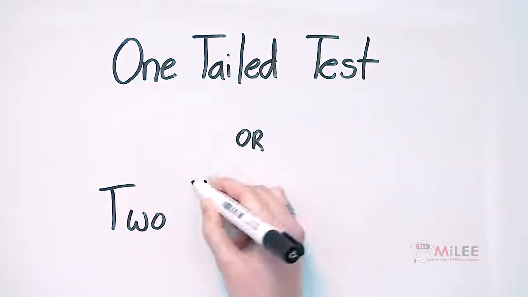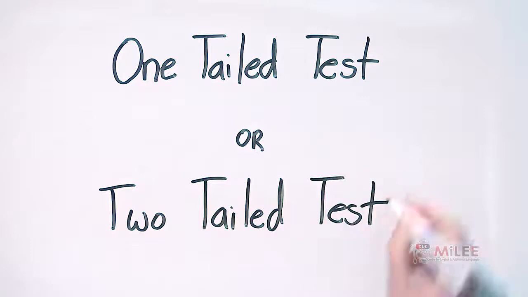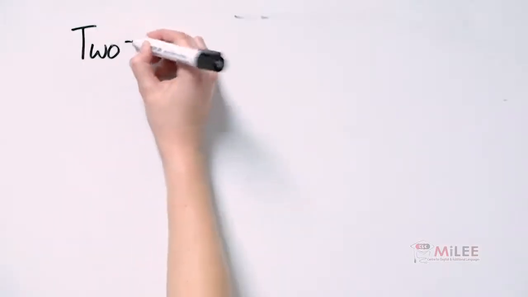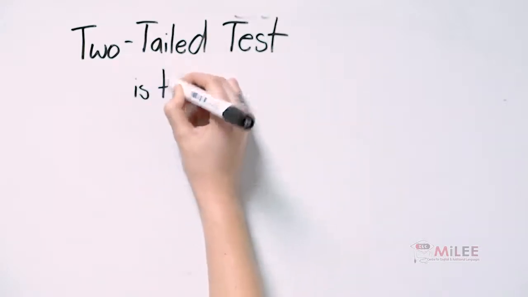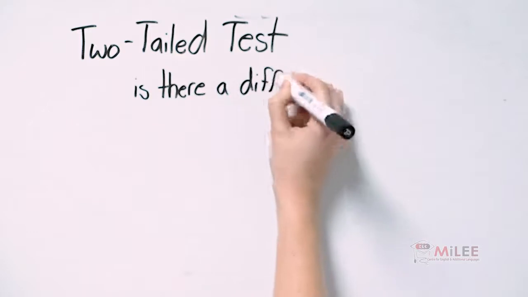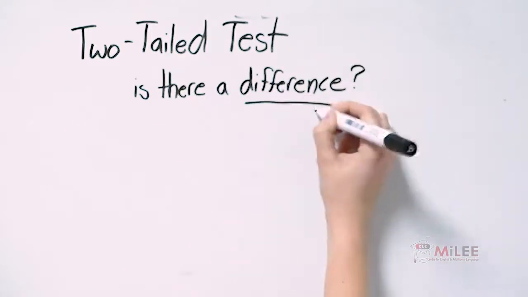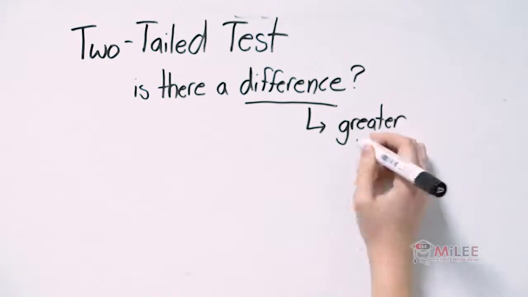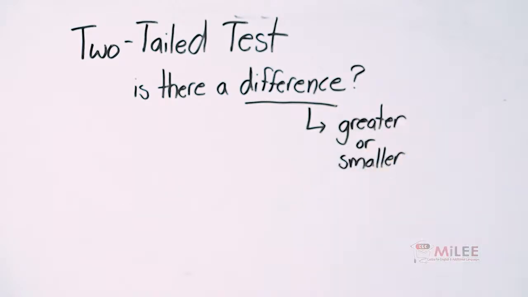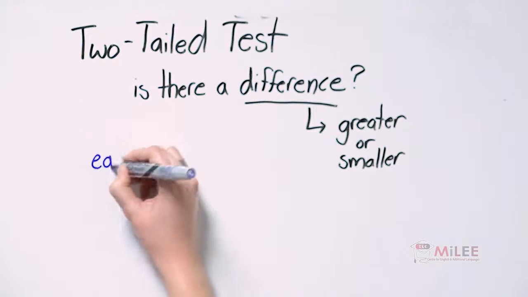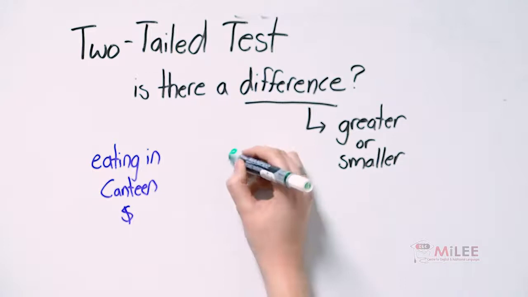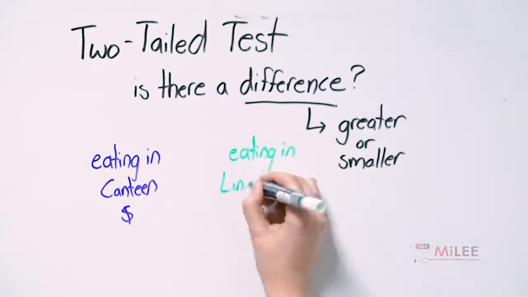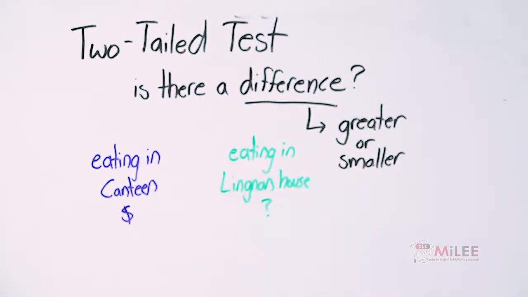Depending on the way the question is phrased, we use a different type of t-test, either a one-tailed test or a two-tailed test. Let's look at these two different types of testing. A two-tailed test will test if there is generally a difference between the actual and expected value or between groups, but not specify which direction it's going to go. One group could be significantly greater or significantly smaller. For example, is there any difference in price between eating in the canteen or in the Lingnan house?